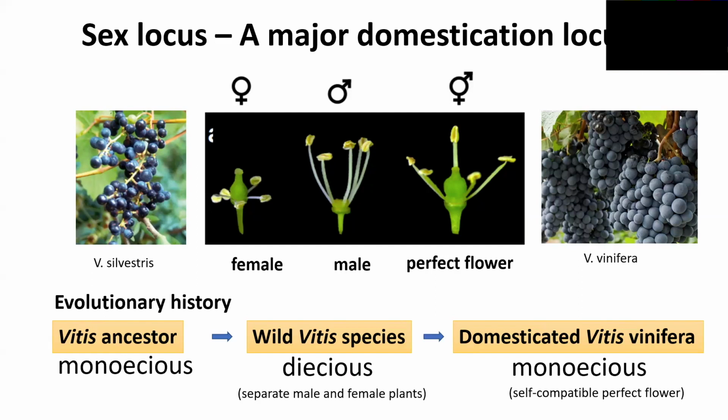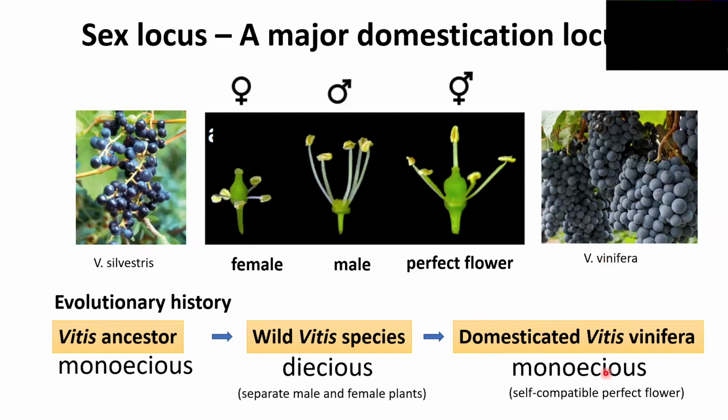the grape ancestor, the common ancestor of Vitis, is monoecious. Basically, male and female organs are on the same flower, and probably they were self-incompatible at that time. So you don't have separate male and female plants. That's the common Vitis ancestor. But when the Vitis genus emerged as a genus, it became dioecious. Basically, you have separate male and female flowers.